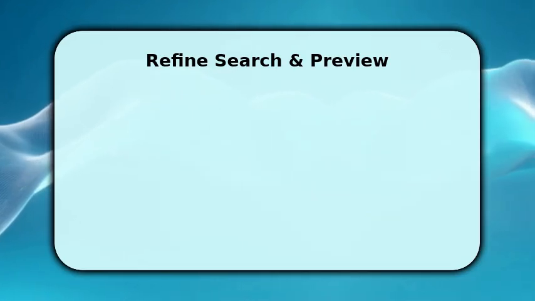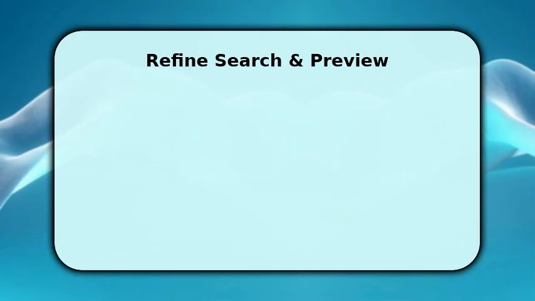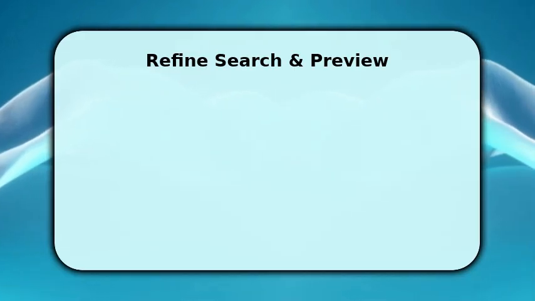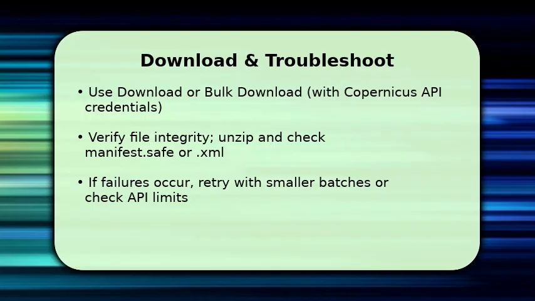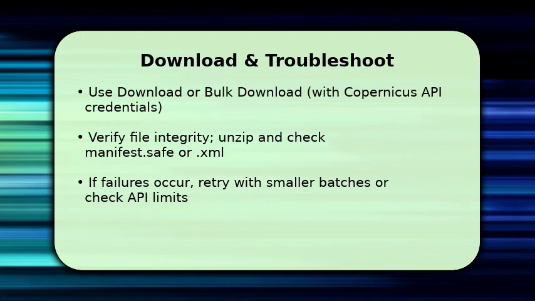When satisfied, select products for download. Finally, download selected products using the Download button or the bulk API for many files. If you use the API, authenticate with your username and password and run small batches first to confirm workflow.